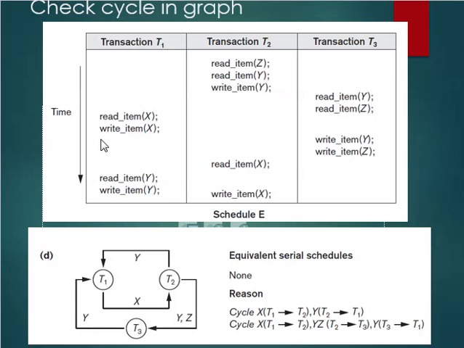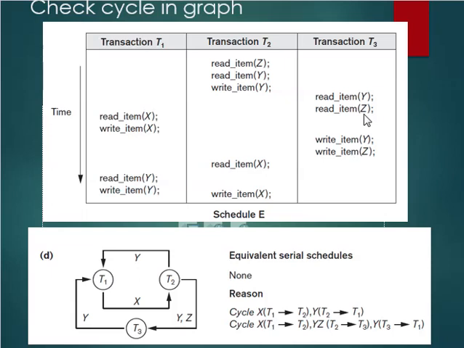But you can see there is a conflict to T1. Read item of y in T3 has a conflict with write item of y in T1. So you have to draw an edge from T3 to T1 and mark the edge as y. And the next item in the schedule is read item z.